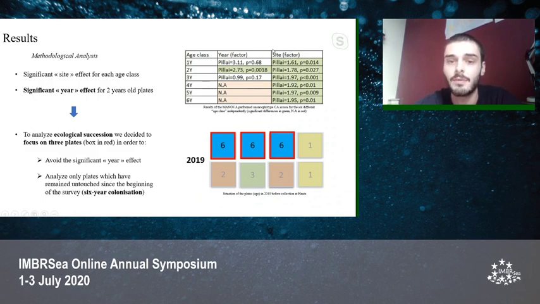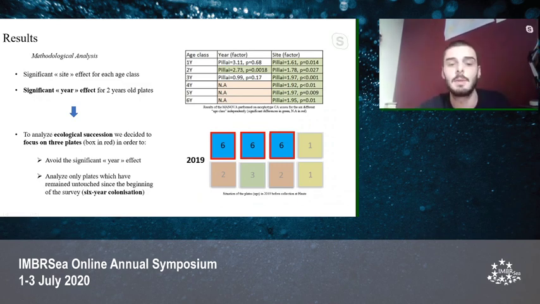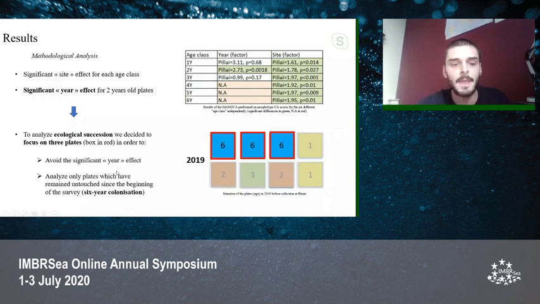So for the first results, for each age class, we have found a significant effect of the site, and for the plates of 2 years old, there is an effect of the year. Therefore, as we want to analyze the ecological succession, which is a long process through time, implying a lot of evolution in community, we have decided to focus only on 3 plates for this preliminary study, for 2 reasons. First of all, to avoid the significant year effect we have just detected, in order to not compare plates of the same age but from different years. And the second reason is that they are the only plates which have remained untouched since the beginning of the monitoring program.